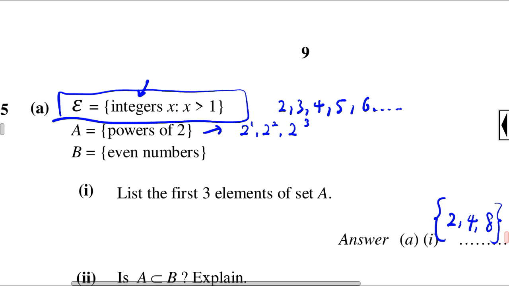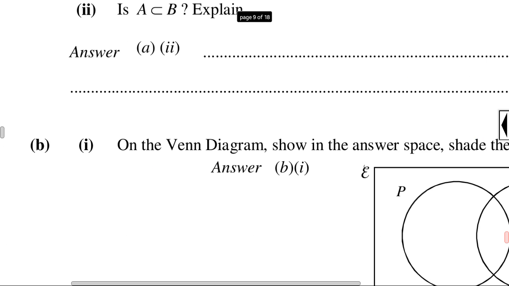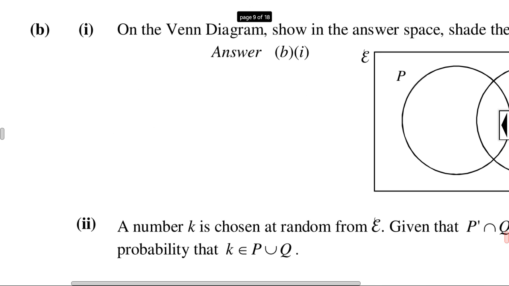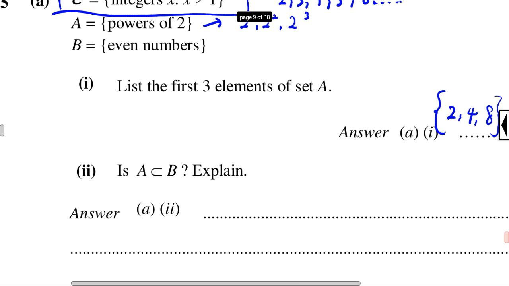Okay, next. Yes, one B, I want. Now, what is this? A is a subset of B. Is it correct? Yes. That means all power of 2 are even number? Yes. All powers of 2 are even. They are a multiple of 2. Yes, but not all even numbers are powers of 2.